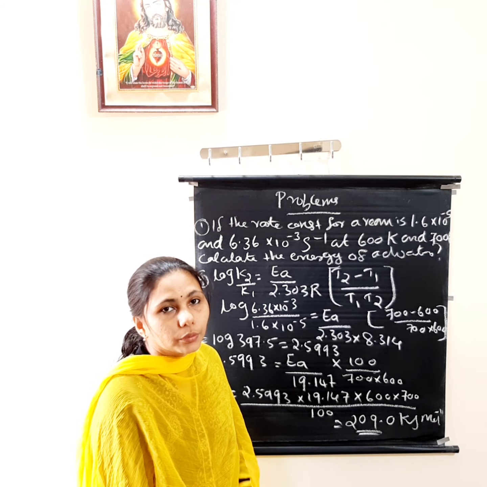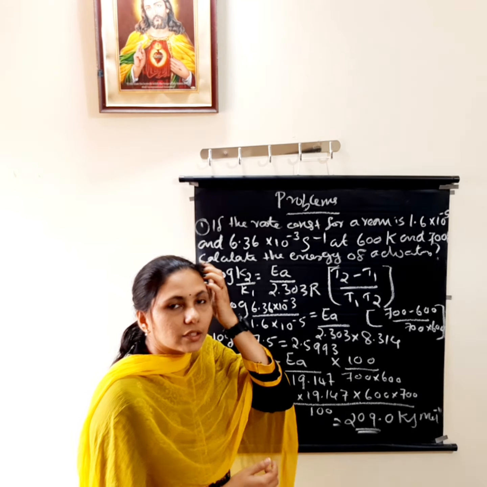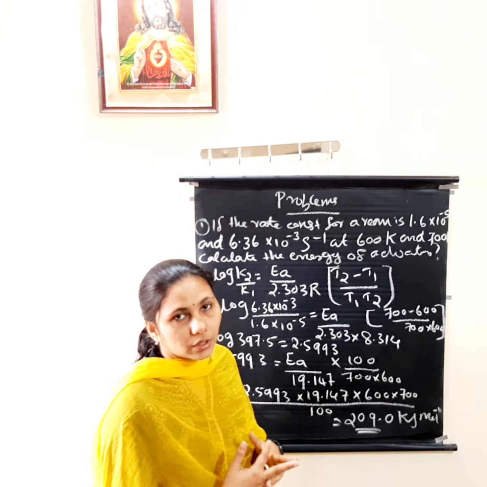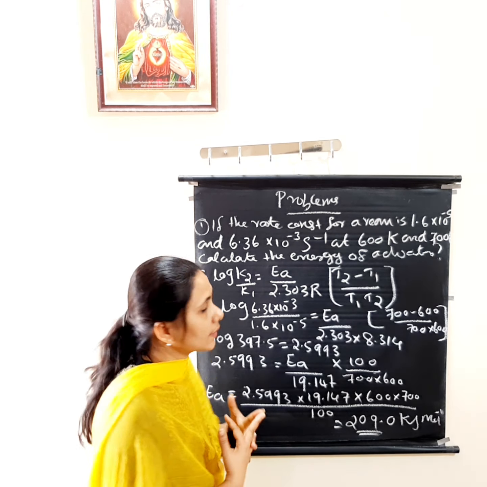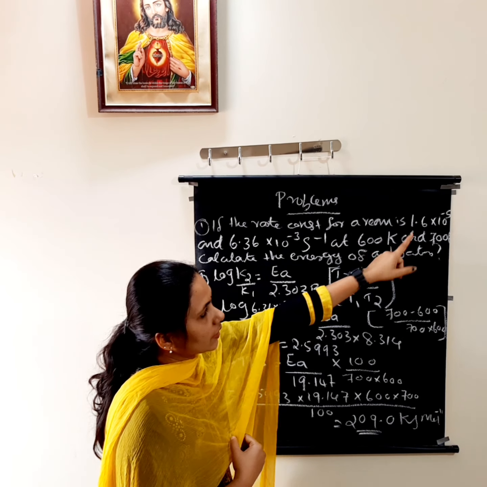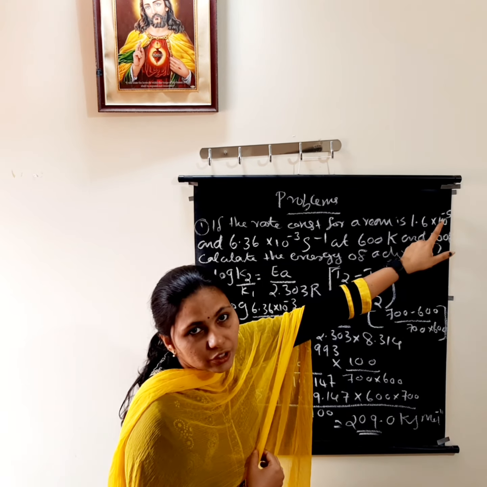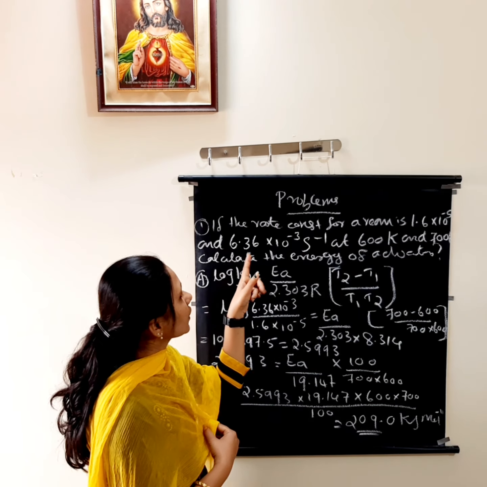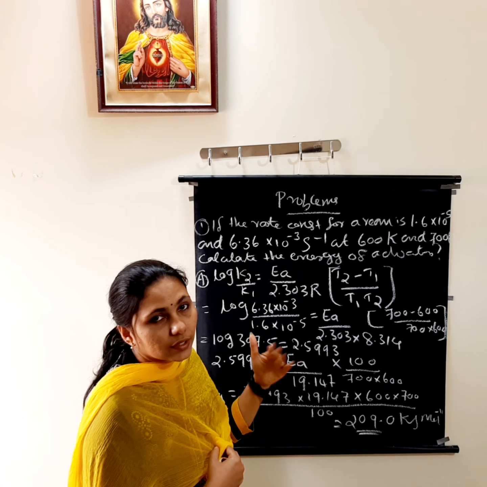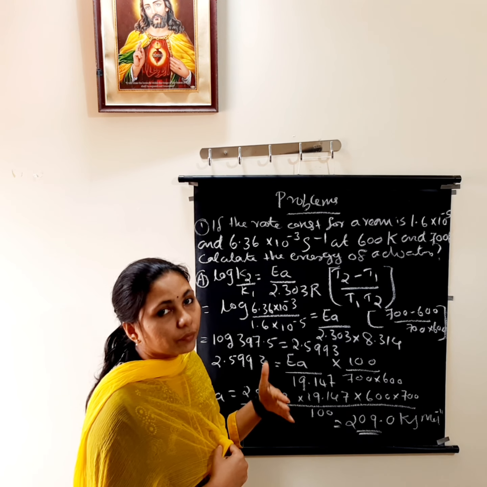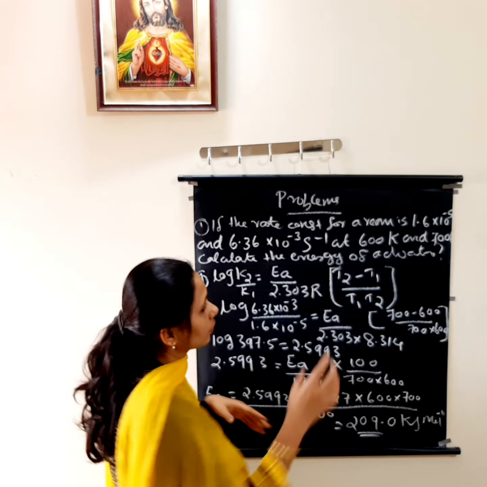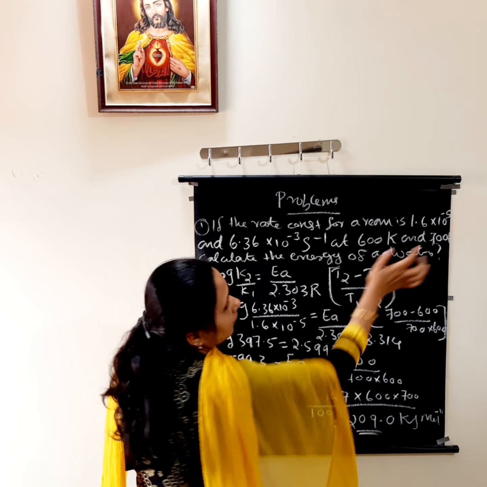Next I want to do problems based on the Arrhenius equation. Already I told you, problems based on the Arrhenius equation are compulsory. So the first problem is, the rate constant for a reaction is 1.6 × 10^-5 and 6.36 × 10^-3 per second. Rate constants at two different temperatures are given. We know the Arrhenius equation we already derived at two different temperatures, at 600 Kelvin and 700 Kelvin.